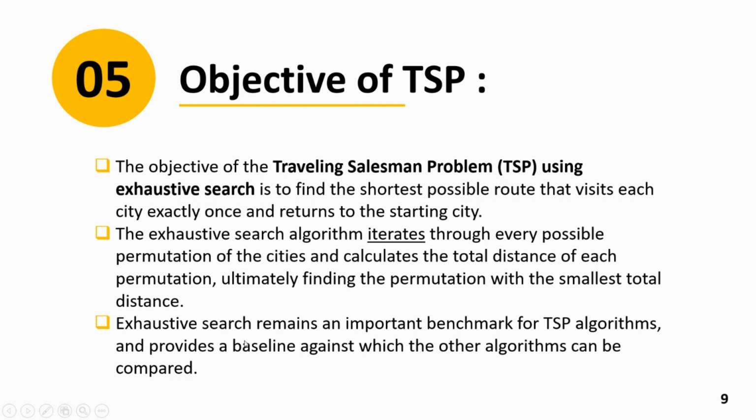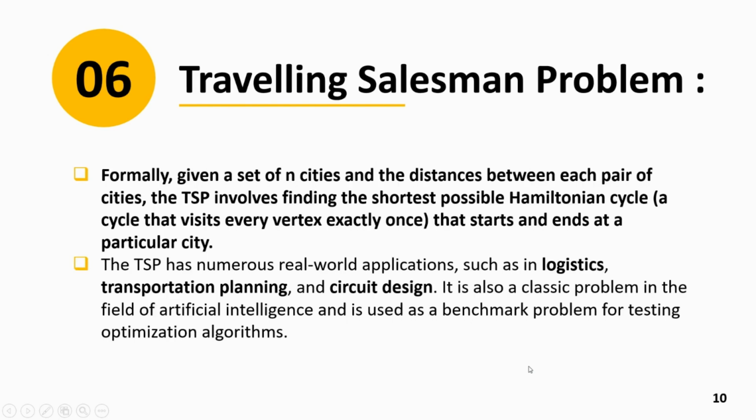Exhaustive search remains an important benchmark for TSP algorithms and provides a baseline against which other algorithms can be compared. Let us see the traveling salesman problem. In the traveling salesman problem, we will be given a set of n cities and the distance between each pair of the cities. The TSP involves finding the shortest possible route that starts and ends at a particular city. The TSP has numerous real-world applications such as logistics, transportation planning, and circuit design.